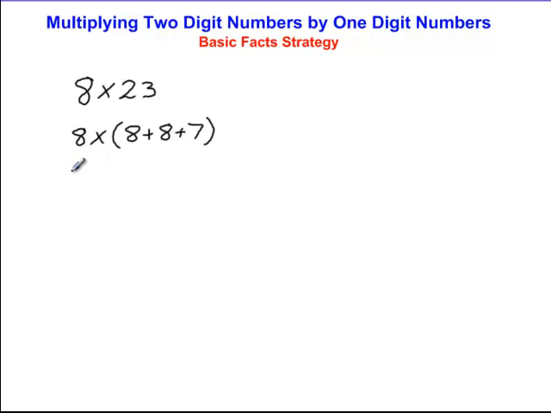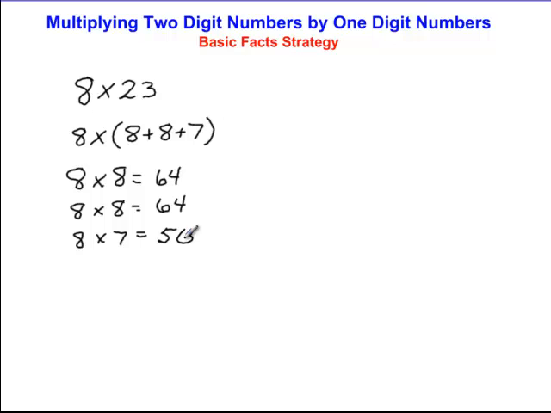Another way of looking at this is that I'm going to multiply 8 by 8, multiply 8 by 8 again, and finally multiply 8 by 7. Using our basic facts, we know that 8 times 8 is 64. Again, 8 times 8 is 64, and finally, again using basic facts, 8 times 7 is 56. To determine the product of 8 multiplied by 23, we add the products of 8 times 8, 8 times 8, and 8 times 7, which are 64, 64, and 56.